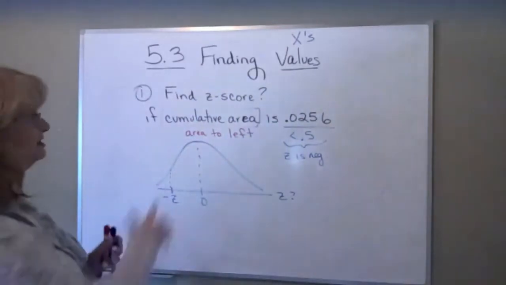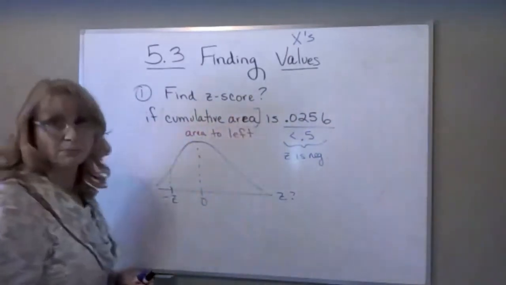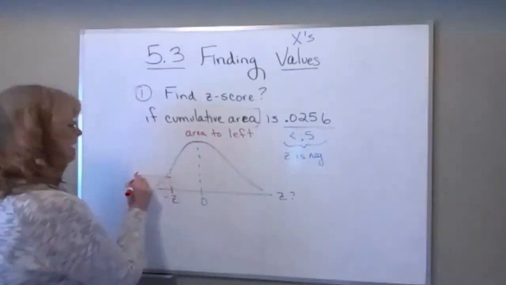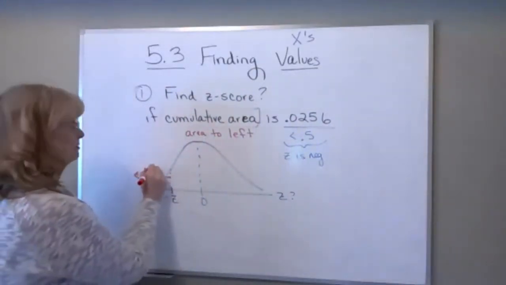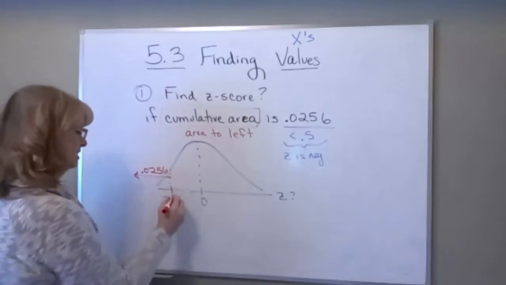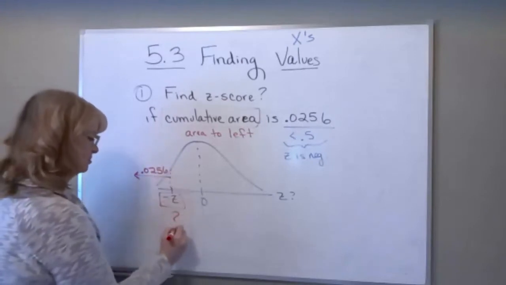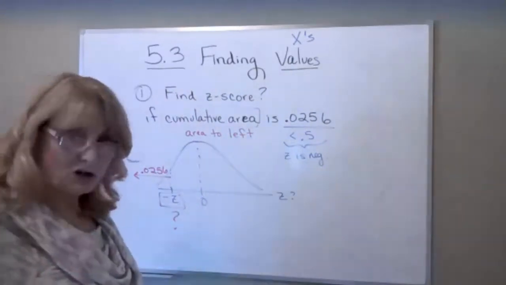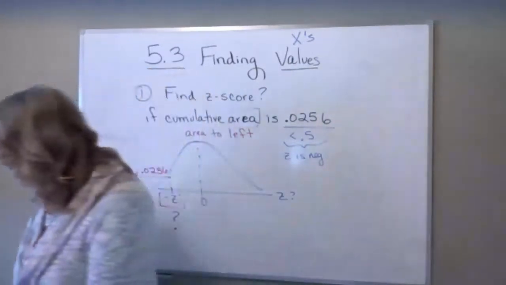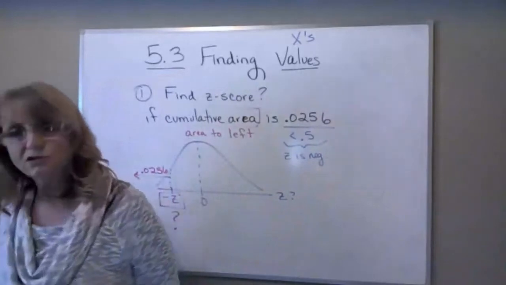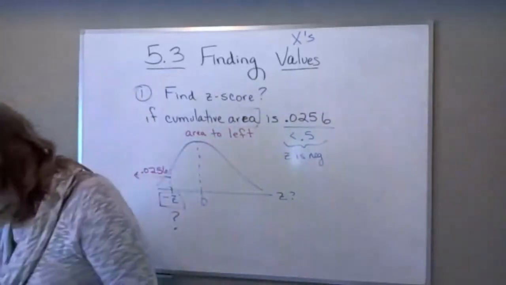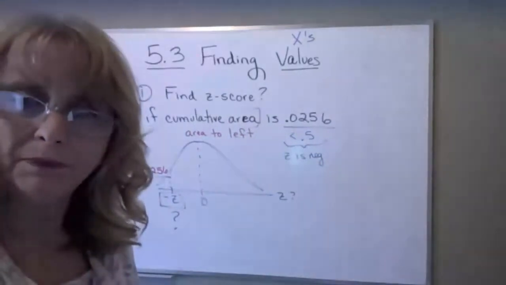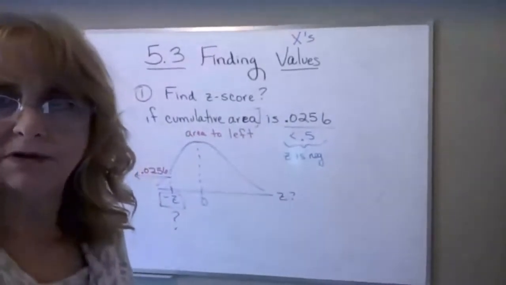And they're telling me the area to the left. Let's put that on there like we normally draw it. They're telling me the area to the left here is 0.0256. But the question is, what is the z-score? So I'm going to show you how to do that. Basically, we're going to use the table backwards. So, hold on just a second. I'm going to pull the table up so that we can use it backwards.